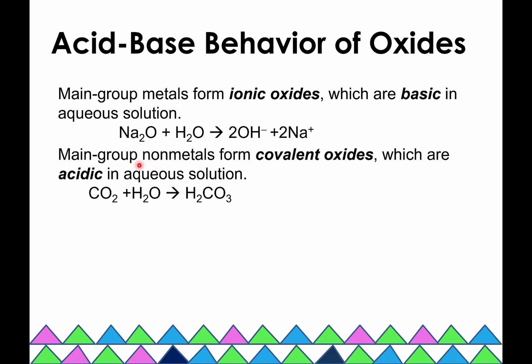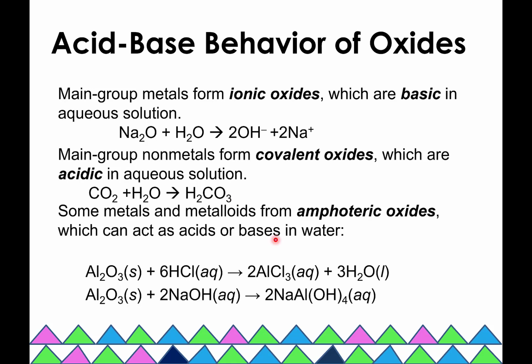Contrast that with nonmetals. Nonmetals form covalent oxides, which are acidic. Carbon dioxide is one that we talk about a lot with carbon emissions. When carbon dioxide dissolves in water, it forms carbonic acid. And carbonic acid is a weak acid that will decrease the pH of a solution.